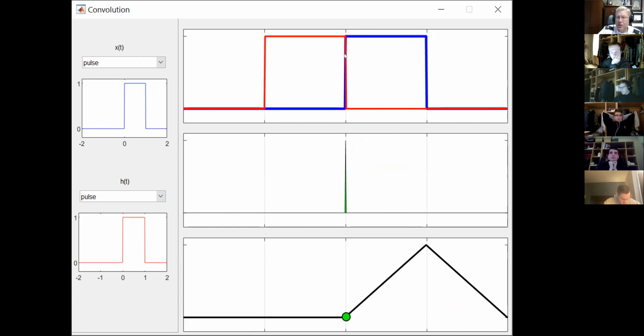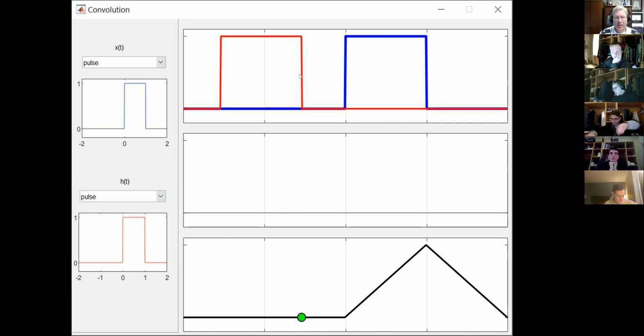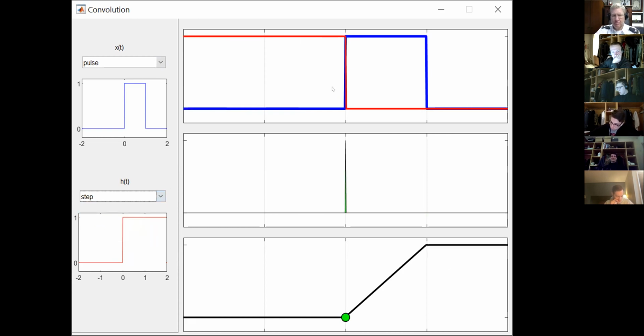Similarly, if this is t equals 0 right here where we began, if we shift it further to the left, there'll always be no overlap, and so our response will always be 0. So using this graphical method, you should be able to numerically, precisely convolve any kind of flat-topped, square-shaped x of t with any kind of flat-topped, square-shaped h of t. Let's take a look at a different kind of waveform. Now maybe our h of t isn't a pulse, but it's a step.